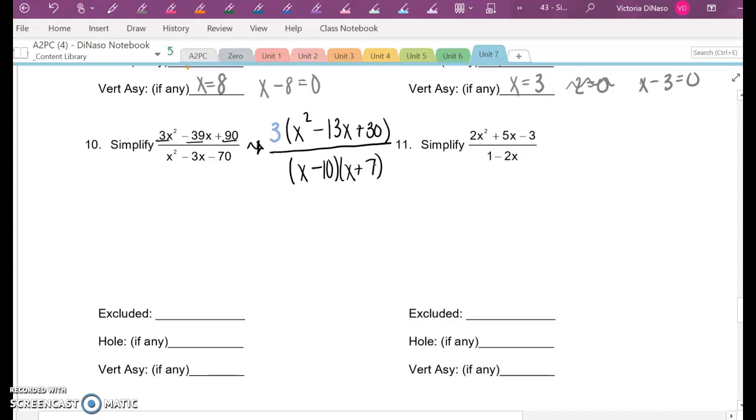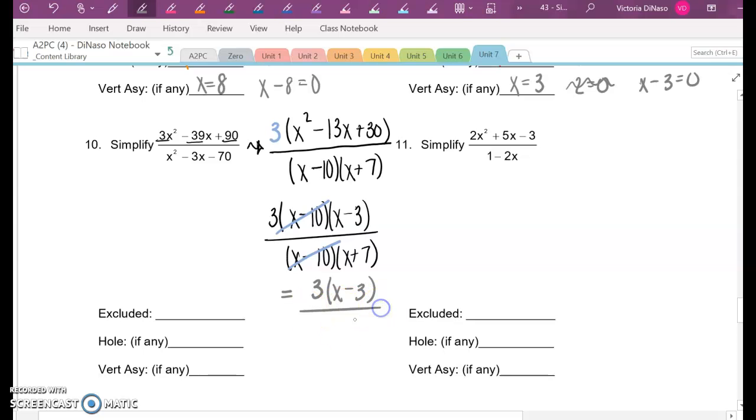And now I'm looking for two numbers that multiply to 30 and combine to negative 13, so I can go ahead and factor that. So we have 3 on the outside, and then we have x minus 10, x minus 3, divided by x minus 10 times x plus 7. I can go ahead and cancel x minus 10 with x minus 10. So my final simplified answer is 3 times x minus 3, do not distribute, divided by x plus 7. Whatever you cancel, set it equal to 0.